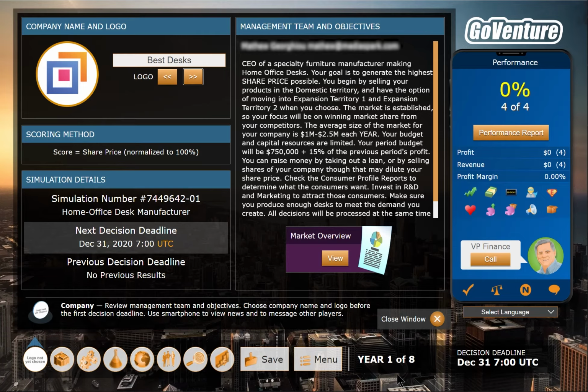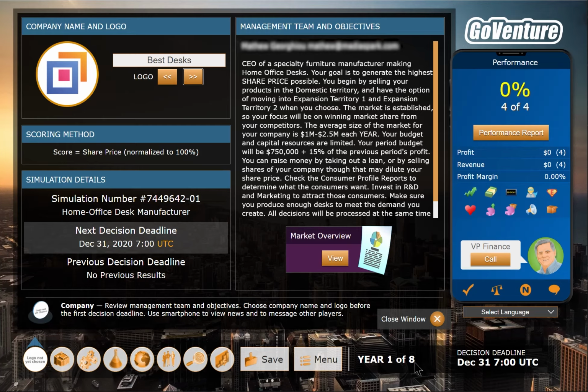In the bottom corner, something's very important. We see year 1 of 8. So the way GoVenture CEO works, we're manufacturing, we're making a product or service, we're selling it, and we're making decisions about our business to do that. The simulation stops or pauses at the beginning of each business period to allow us to make those decisions. So in my case, the business period is years, and we have 8 years of a simulation that we can play.